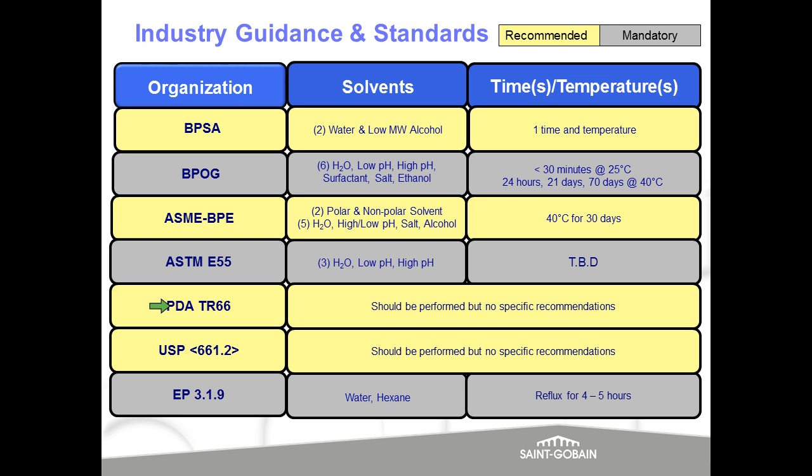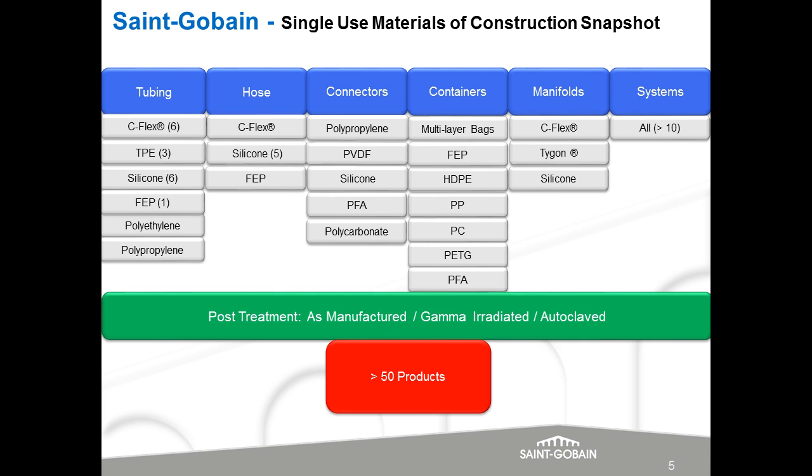If we look at the European Pharmacopoeia, EP 3.1.9, which is specific for silicone tubing, they recommend for one of their tests a water reflux at 4 hours and then a hexane reflux at 5 hours. So there's a lot of different solvents, different methodologies, times and temperatures that different groups have recommended. That presents a problem for a lot of the single-use manufacturers who have a large amount of different product types.